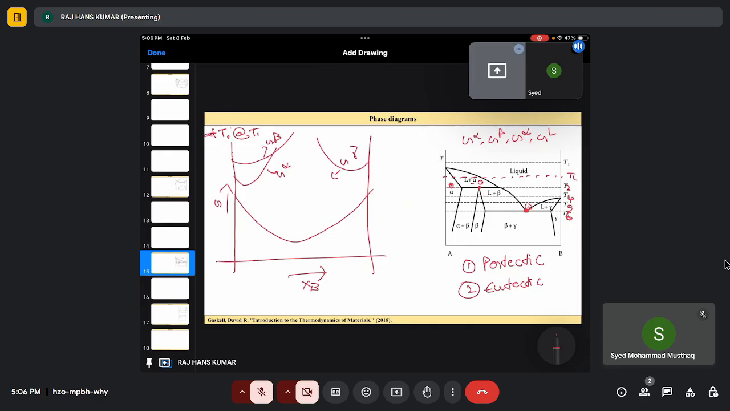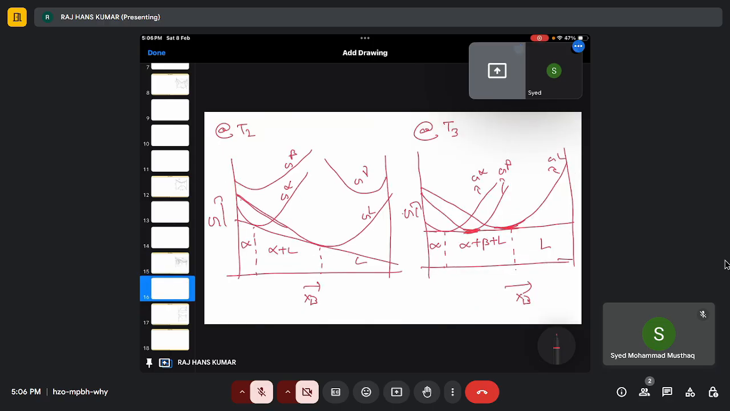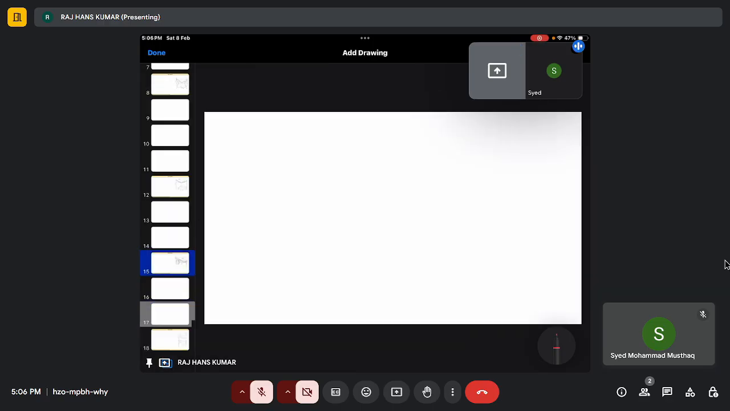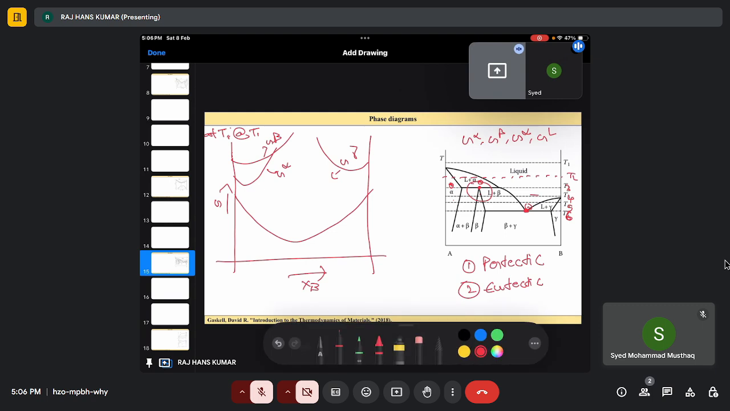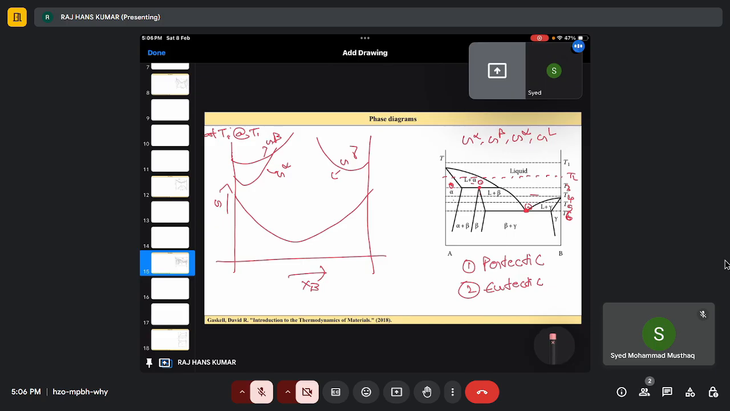So that is for T3. Alpha, this whole is equilibrium, then we have liquid. Now, again, which one? The next one is okay. So that is, yeah.